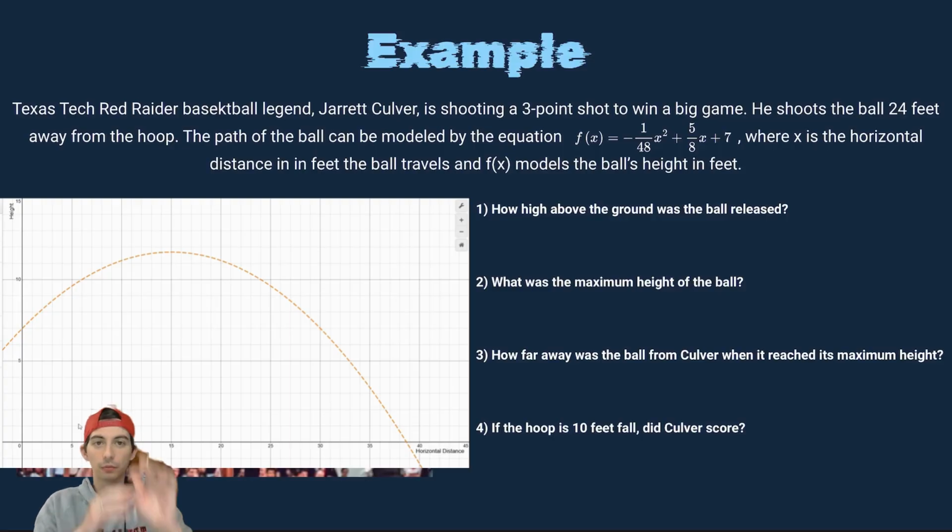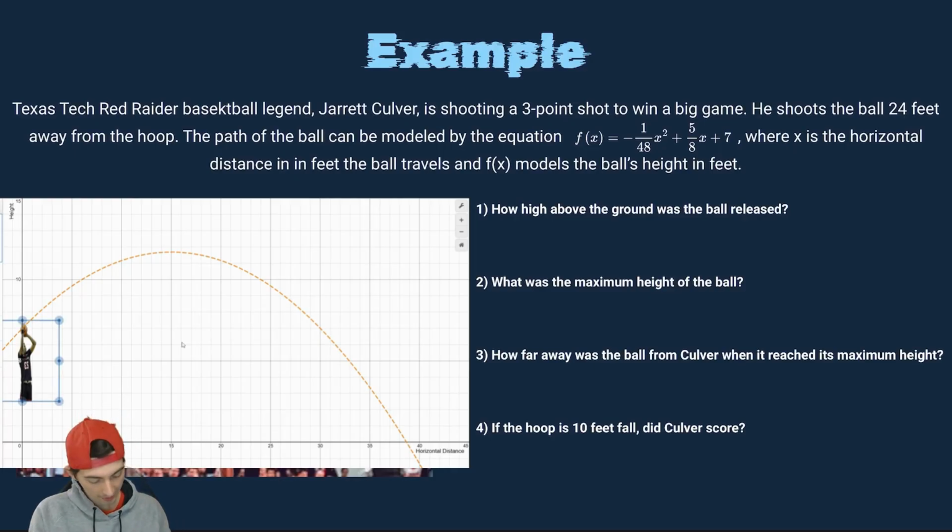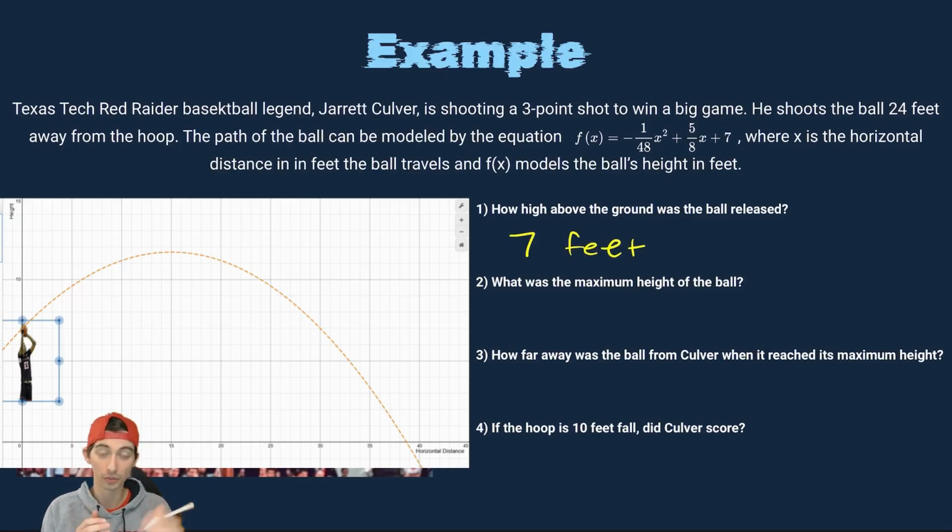We want to know how high above the ground the ball was released. Well, we know that if we're shooting, the ball is going to be going forward, right? So we're not going to have any kind of negative distance. So I'm looking at what point does the ball start traveling forward. And that's going to be right here at my y-intercept, because after that, the ball is shot and it's moving forward towards the hoop. And so I see that's 7 feet above the ground. My y value there is 7. So Culver was 7 feet above the ground when he released the ball.